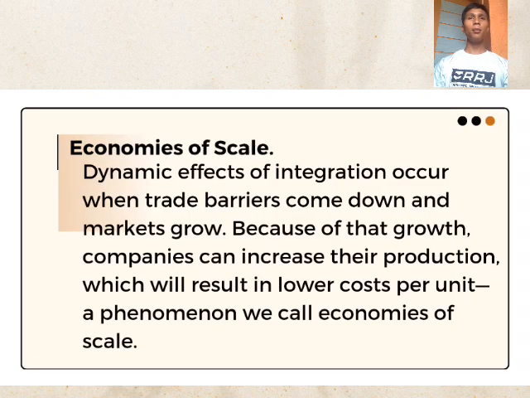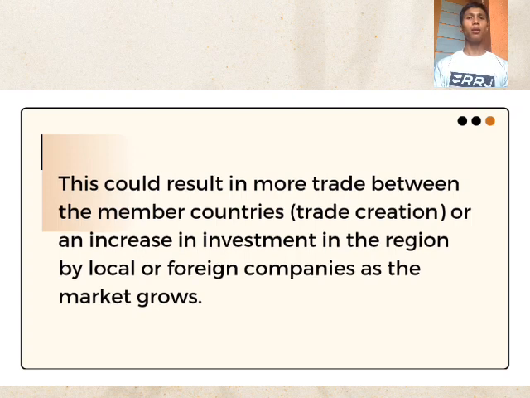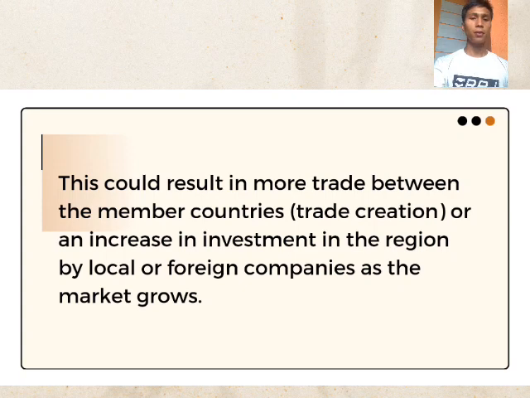Economies of scale. Dynamic effects of integration occur when trade barriers come down and markets grow. Because of that growth, companies can increase their production, which will result in lower cost per unit, a phenomenon we'll call economies of scale. This could result in more trade between the member countries. Another dynamic effect is an increase in investment in the region by local or foreign companies as the market grows. Economies of scale refers to the cost advantage that arises when the production or operation of a business increases in scale. Here are some examples of economies of scale.